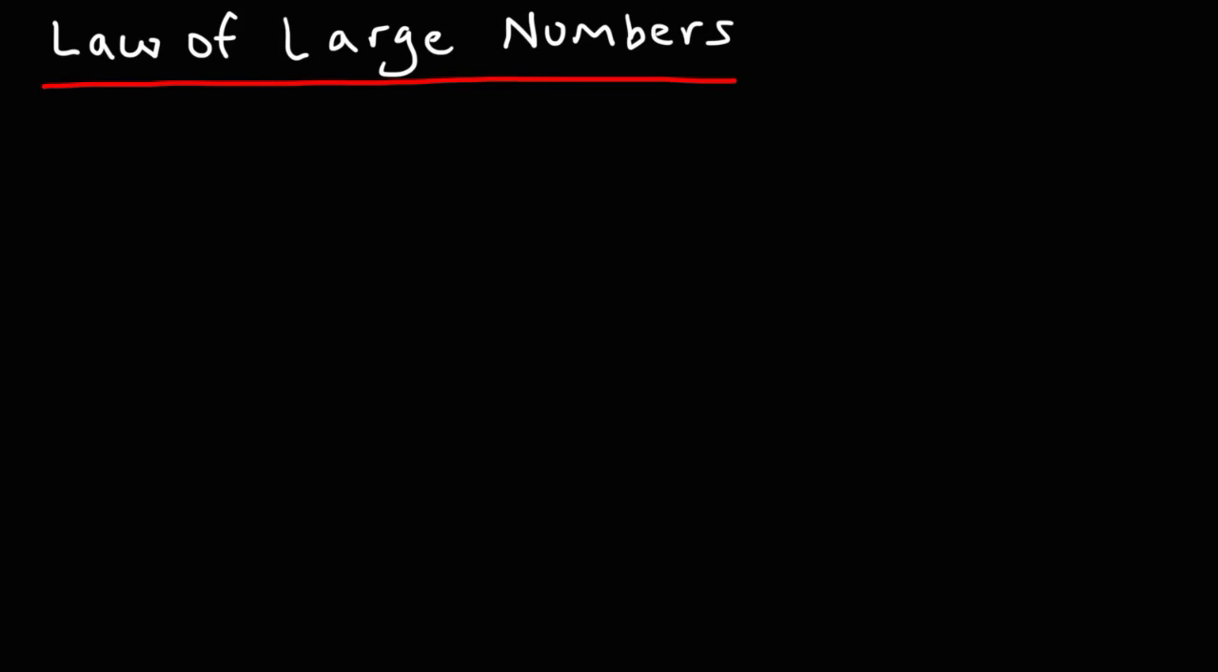In this video, we're going to talk about the law of large numbers. So what is the law of large numbers? Well, let's say if you perform an experiment multiple times, the observed average of the results will approach the true average or the theoretical average as you increase the number of trials. So let's use an example to explain this concept.